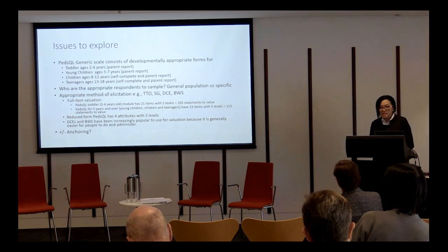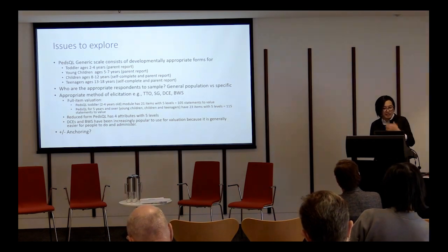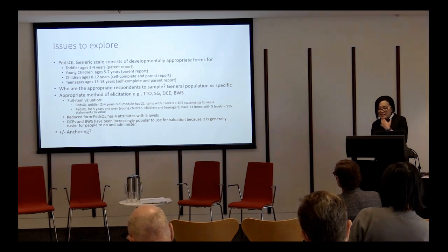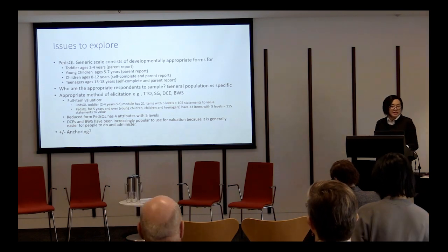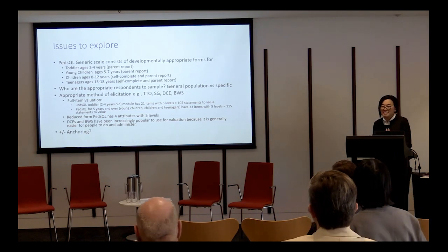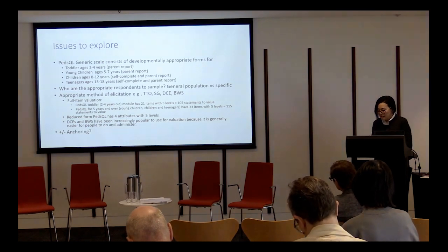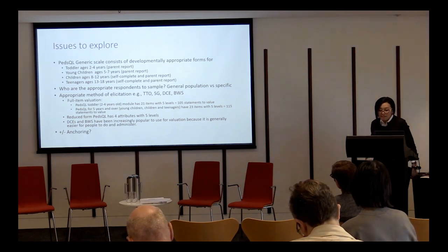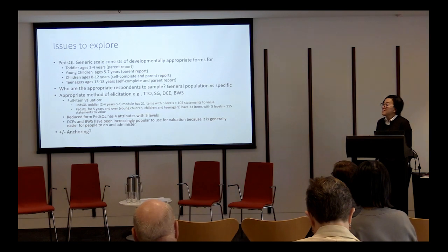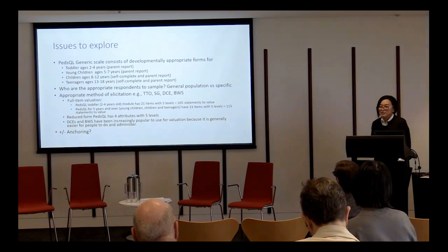So as systematic reviews and everything had shown previously, DCEs and best worst are increasingly more popular because they're generally considered to be easier to do and administer. So that's kind of where we're going in that direction. But with certain methods that you use, we also have to think about anchoring. So what do we mean by anchoring?